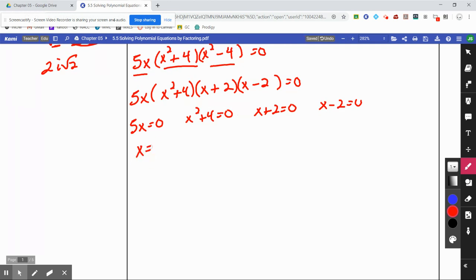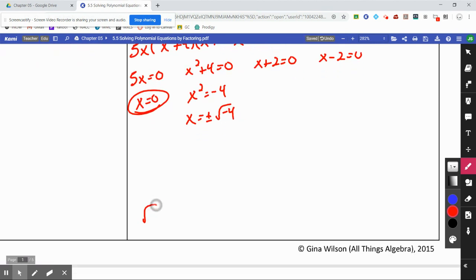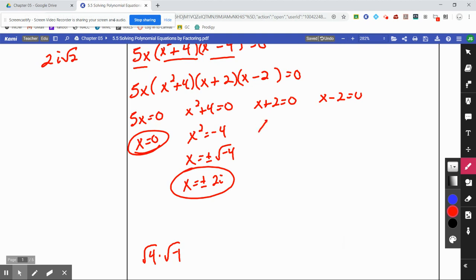Divide by 5 and you get x is 0, multiplicity of 1. Subtract 4 gives you x squared is negative 4. X is plus and minus the square root of negative 4, which you're going to split into root 4 times root negative 1. So that will be x equals plus and minus 2i. That's 2 more roots. Move the 2 over, it gives you x is negative 2. That's a total of 4 roots.